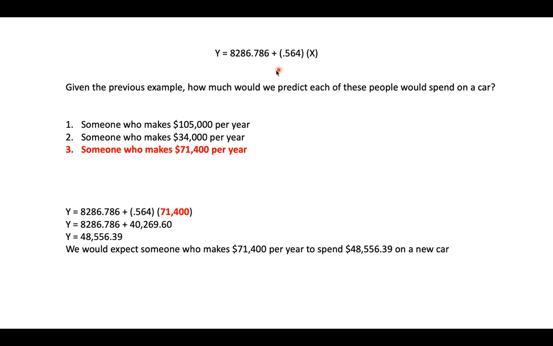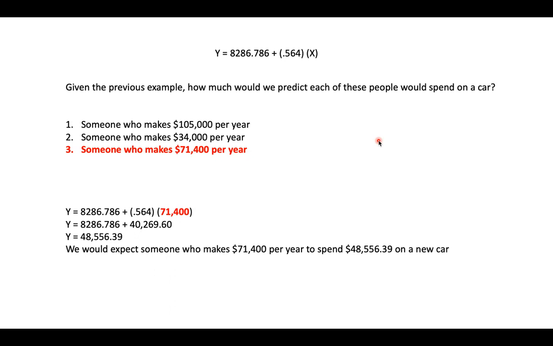Again, don't forget, this equation is a model that we use to predict the future. This is a statistically significant model, but that doesn't mean that it will be perfectly correct every time, right? This person that makes $71,400 a year might come in and say, I'm trying to be more budget conscious. I'm only going to spend $30,000 on a car, right? Or whatever. Because there's other variables that we don't have in the equation. Income is not the only thing that impacts how much money someone will spend on a car.